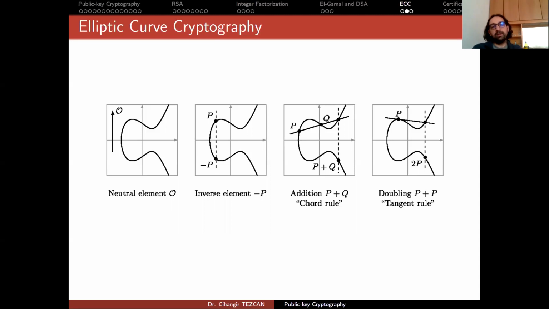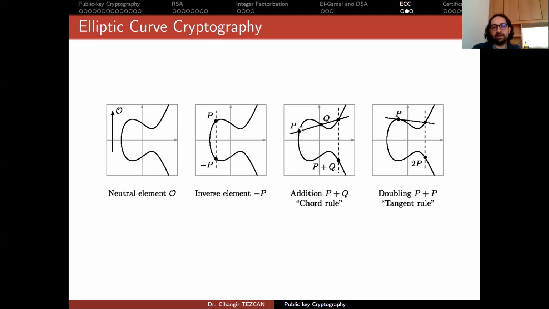If you define an addition operation on the points of an elliptic curve, this defines an algebraic group. So the idea is as follows. In order to define an addition operation and in order to be a group, it needs to satisfy some properties. For instance, it needs an identity element. Every element should have an inverse and so on and so forth. So let's see from these pictures how we define the addition operation on an elliptic curve.